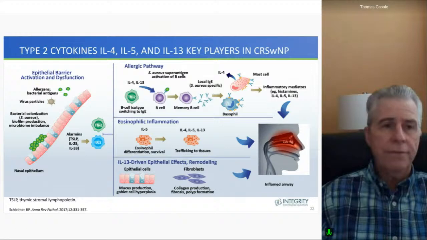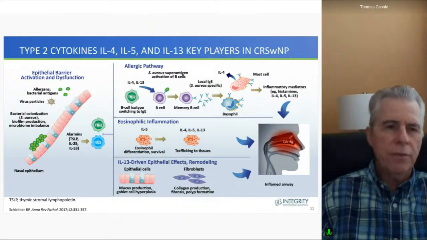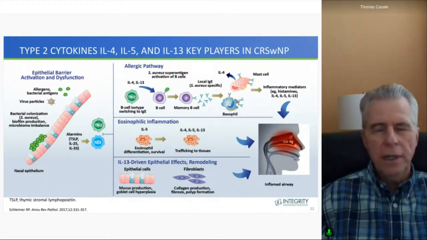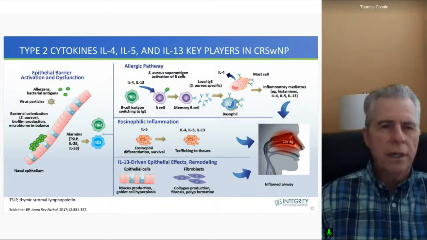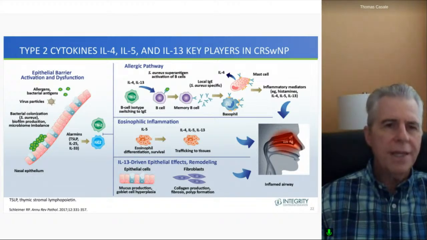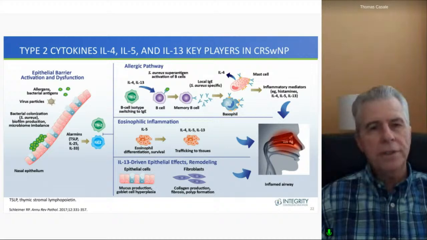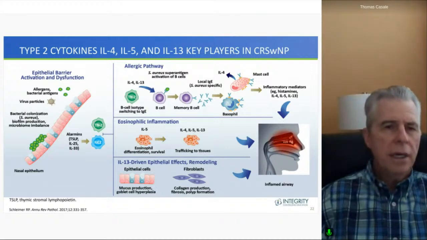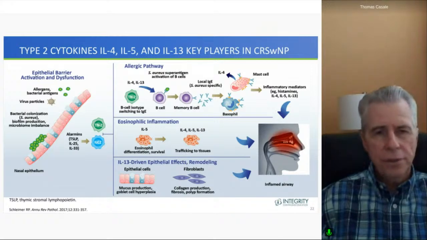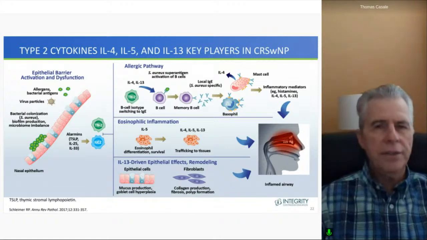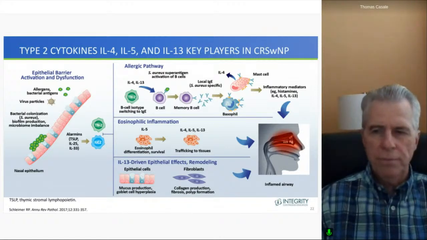So allergens, viral particles, cigarette smoke, etc., can stimulate the nasal epithelium to produce what we call alarmins. The three most common ones that we typically talk about are TSLP, IL-25, and IL-33. They're important because then they convert an undifferentiated T helper cell to Th2 cells and innate lymphoid cells to ILC2 cells. And those cells then secrete important cytokines that propagate this inflammatory pathway.